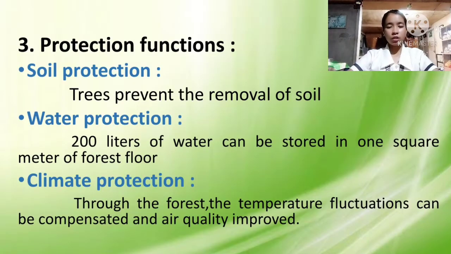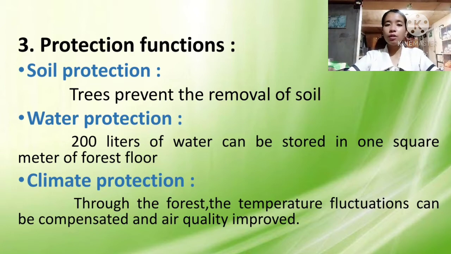The third one is the protection function. It can be classified into 6 categories. First is soil protection. Trees are even more important in preventing soil erosion. Second is water protection. Trees and other vegetation can improve the water quality by preventing erosion, breaking down pollutants, and providing shade.